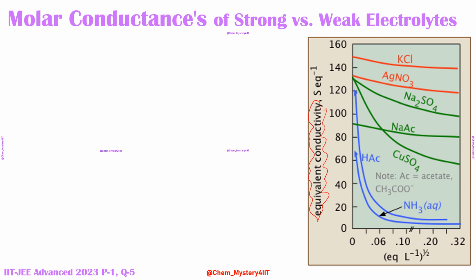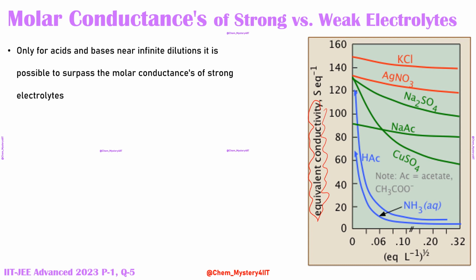When we are talking about molar conductances at infinite dilution, it is possible to surpass the molar conductance of a strong electrolyte, but that strong electrolyte should not have H+. Like HCl, for example. If you see here, the ammonia and acetic acid can surpass the limiting molar conductance of sodium acetate, and if we could plot it even further, this can possibly surpass sodium sulfate. But we have to be very clear about one thing: acetic acid's limiting molar conductance can never surpass HCl, because the H+ ions present in acetic acid will never be greater in number in comparison to HCl if we are talking about the same concentration.